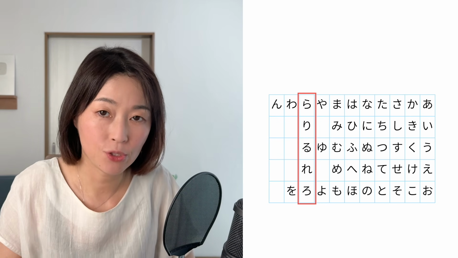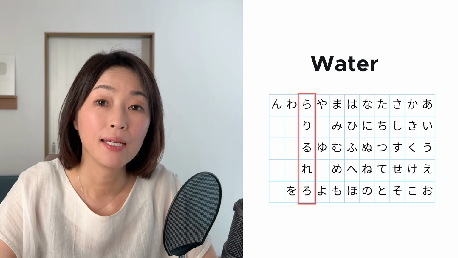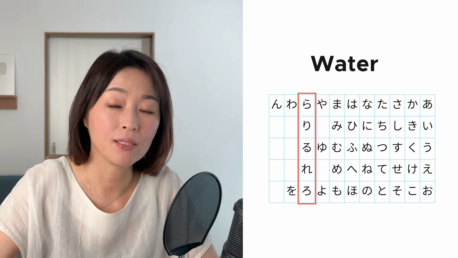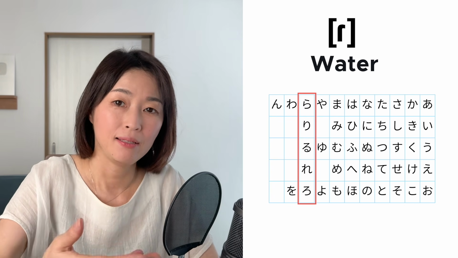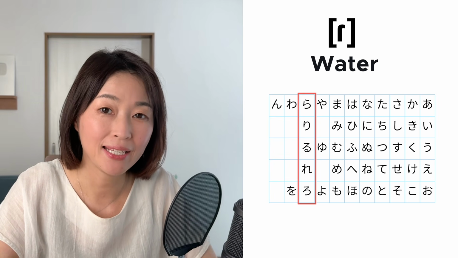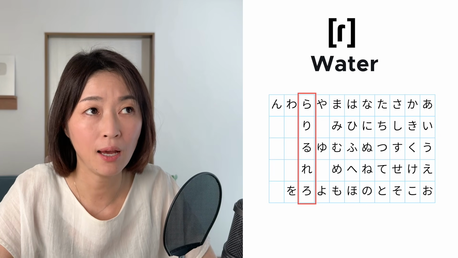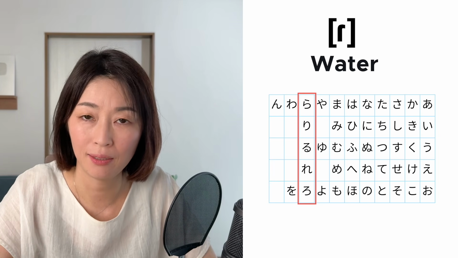Another tip is to imitate the sound when you say water in American English. In American English, this T in water is pronounced as this, and this symbol is used for the Japanese らりるれろ sound. Water, ra, la, ra, らりるれろ.